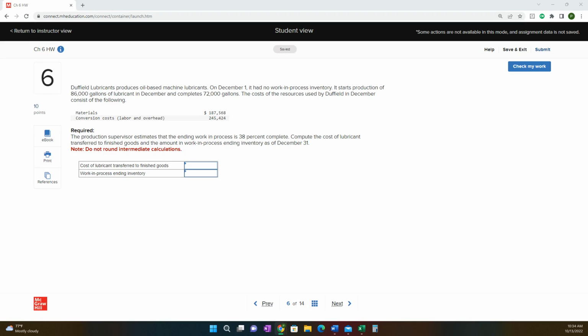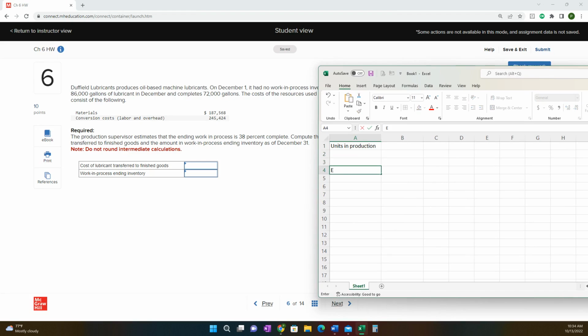Question number 6. This question adds a couple of additional concepts to our problem. It adds the concept of units in production, as well as the concept of equivalent units. In the past problems that we've worked, they kept the scenario fairly simple for us, where we work on an item or a product and we finish it that same month. And so we have fairly clean calculations, and we know precisely how much is in our inventory accounts. But we know that in the real world, that's not always the case.